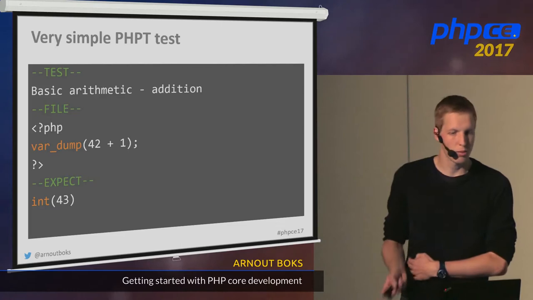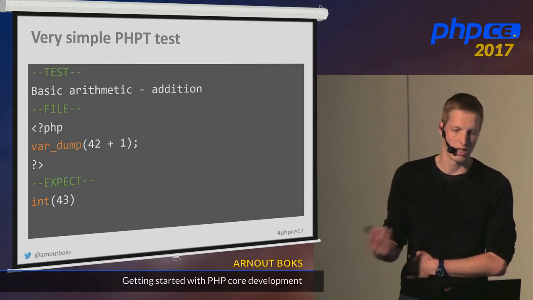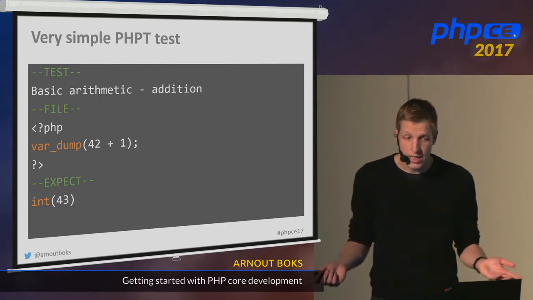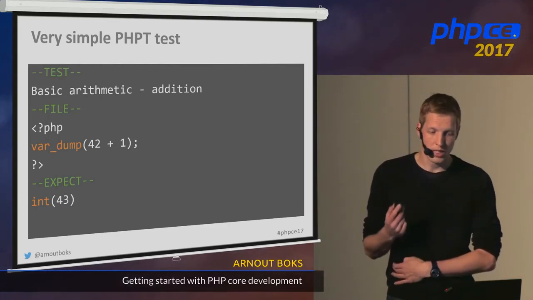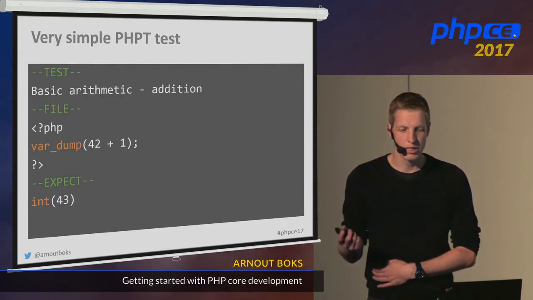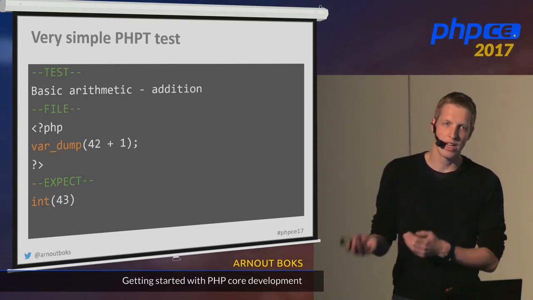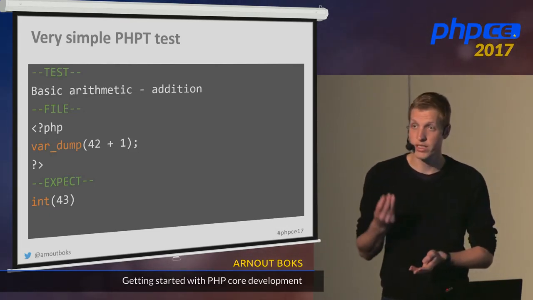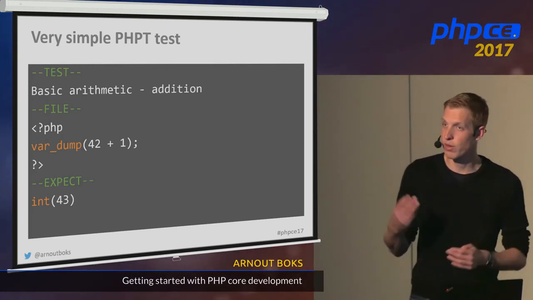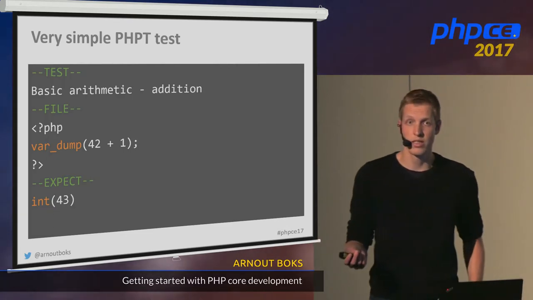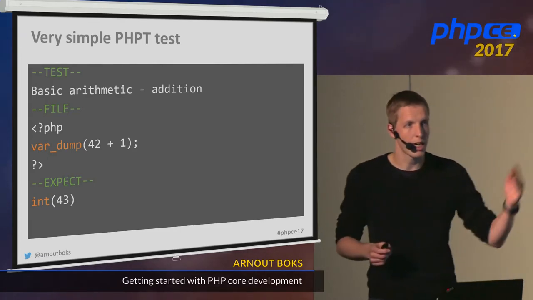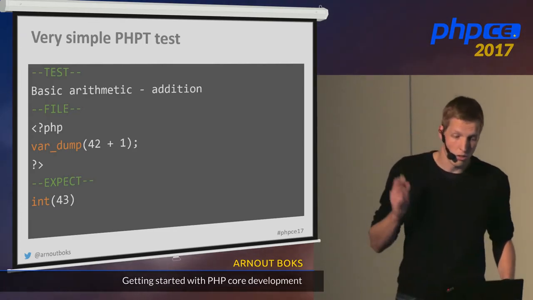You should note that we use var_dump for outputting the test outputs, and not echo or print_r. Why is that? Because var_dump also prints the type of the outputs. If we were to use print here, we wouldn't distinguish between the string 43 and the integer 43, because they would be printed the same. And if PHP would then have a bug that for 42 plus 1 returned the string 43, we would never find out, right? So using var_dump, we can check that the type of output returned here is actually also an integer 43.